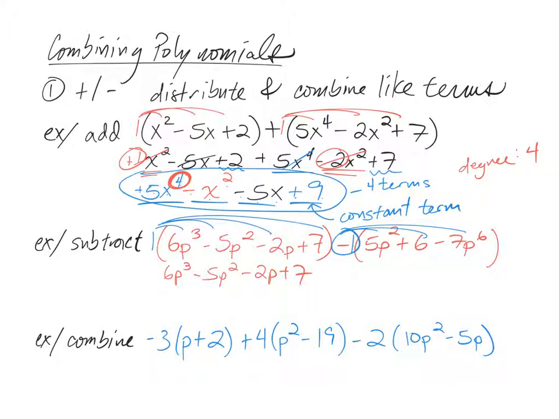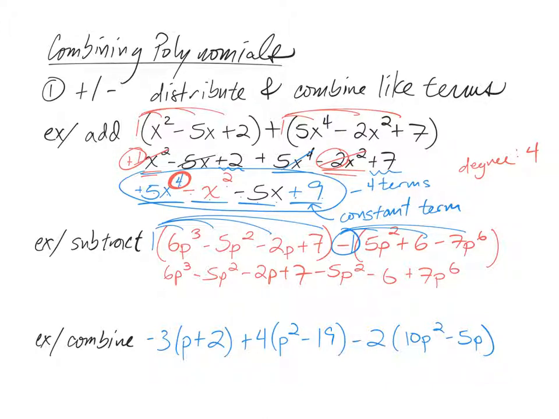Over here with the second polynomial, I have negative 1 times 5, which is negative 5p squared. I have negative 1 times 6, which is negative 6, and I have negative 1 times negative 7p to the 6th power, and that is positive 7p to the 6th power. And you may notice that I was only multiplying the coefficients here by the negative 1.